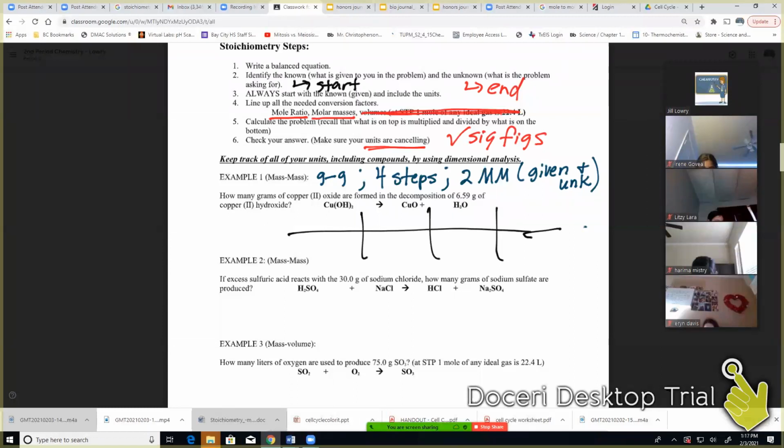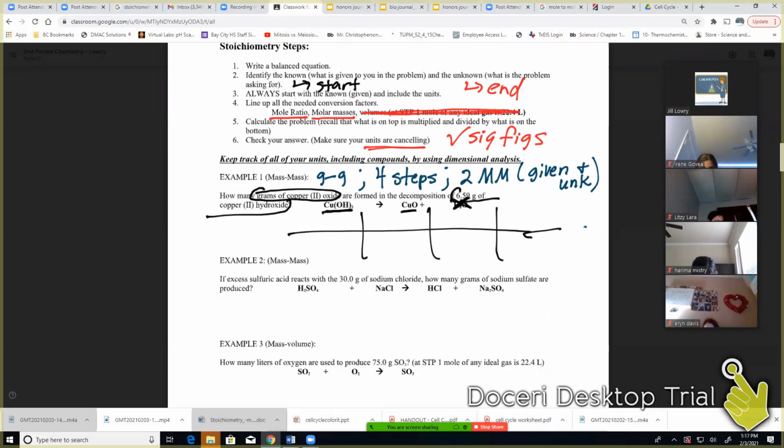All right. So first of all, I'm going to check my equation, and this one is balanced. You have to kind of look at it a little bit, but it is balanced. It says how many grams of copper oxide, so here's my copper oxide, are formed in the decomposition of 6.5 grams of copper hydroxide. Here's my copper hydroxide. So that means in this one, I'm not interested in water. We're still just dealing with 2 things at a time.